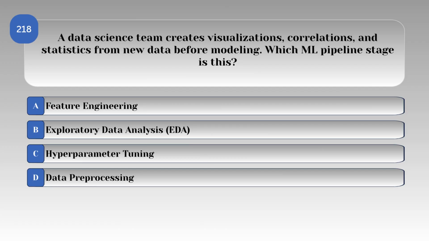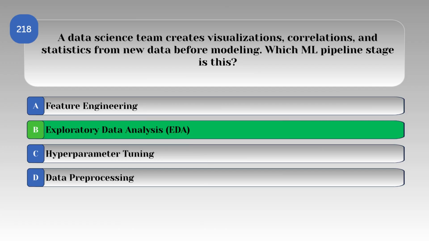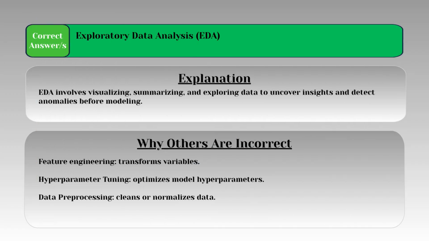Correct answer, exploratory data analysis, EDA. Explanation: EDA involves visualizing, summarizing, and exploring data to uncover insights and detect anomalies before modeling. Why others are incorrect. Feature engineering transforms variables. Hyperparameter tuning optimizes model hyperparameters. Data pre-processing cleans or normalizes data.